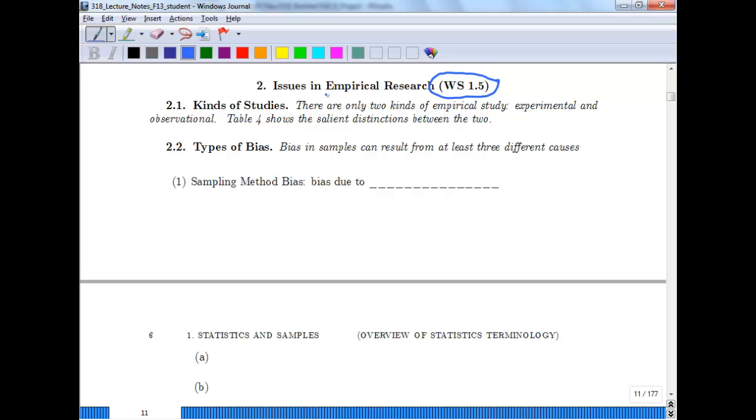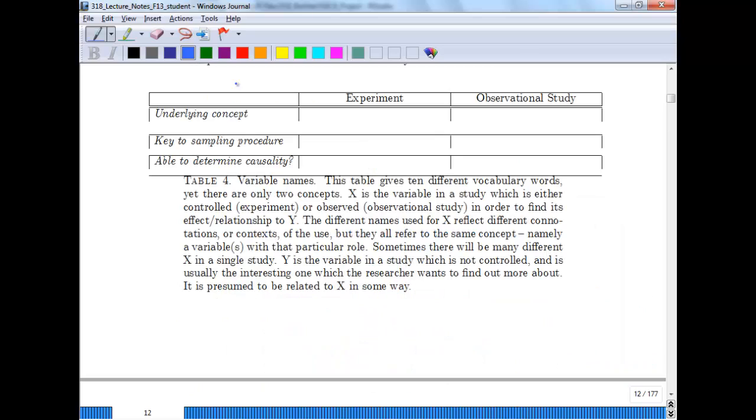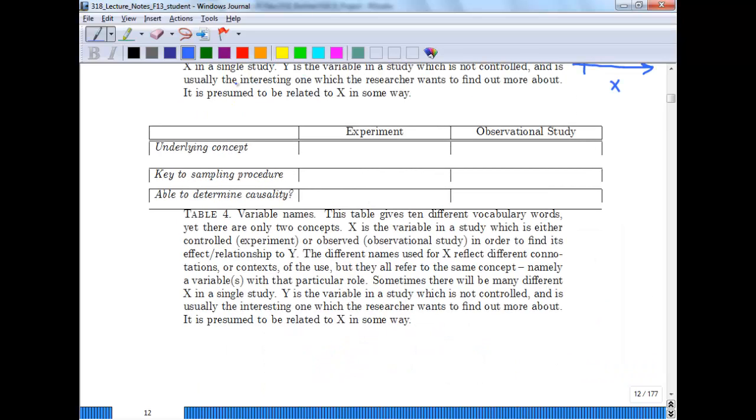Now, there's only two kinds of empirical research. They are experiments and observational studies. Okay, let's talk about the distinction between these two kinds of studies. All right, it's in table 4. This can be boiled down very simply. The underlying concept of an experiment is that we control the explanatory variables.